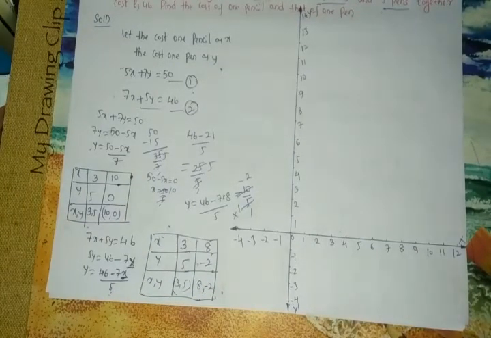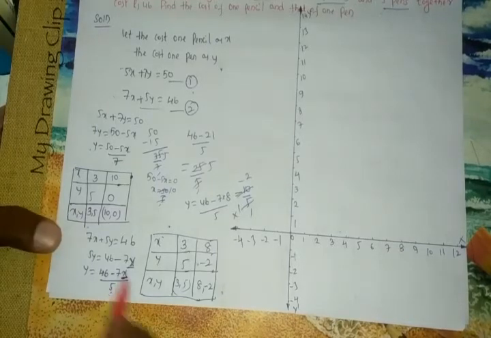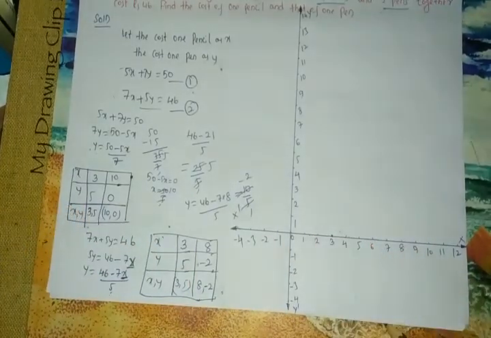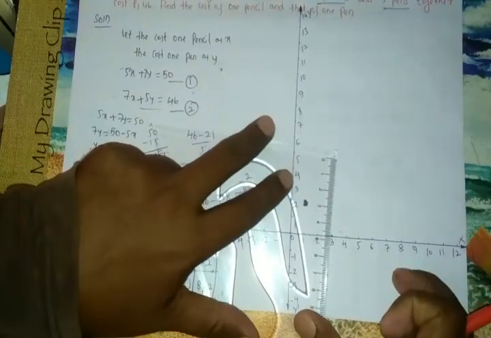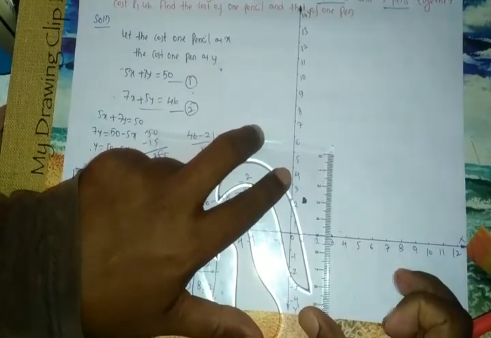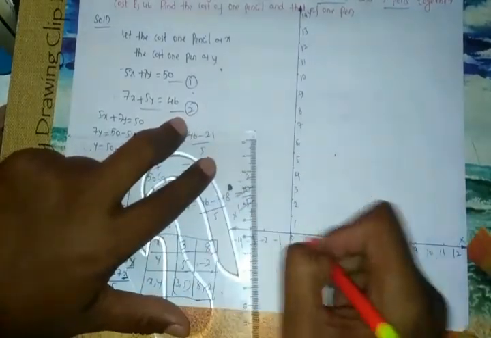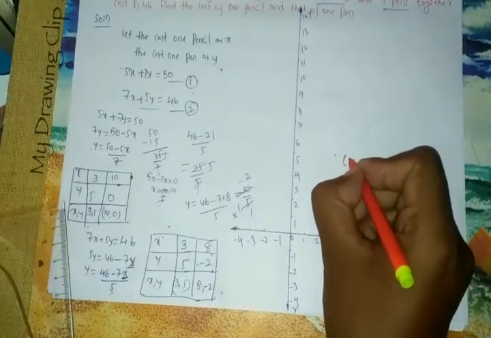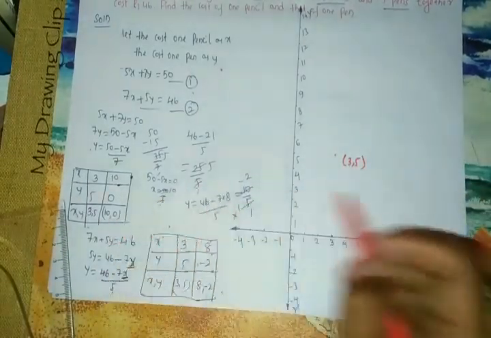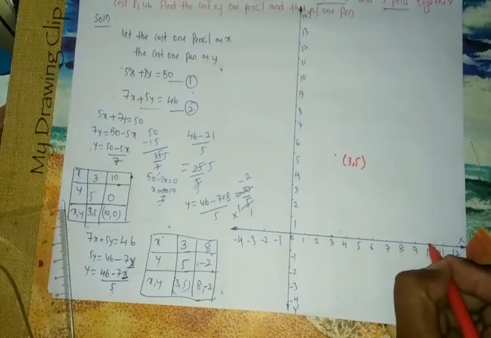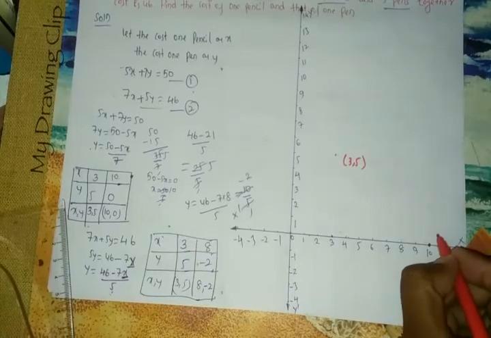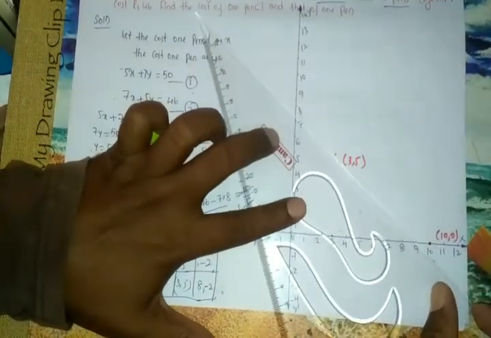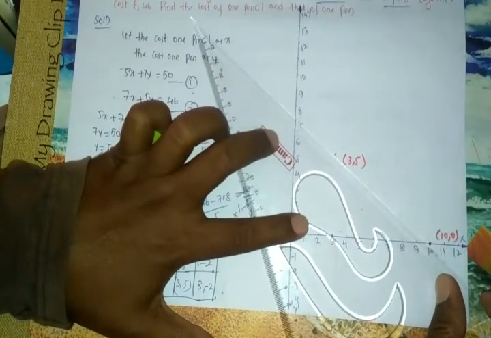Let us represent these points. For equation 1, I have the point 3 comma 5. When x is 3, y is 5. When x is 10, y is 0, so the point will come on the x-axis itself, 10 comma 0. Let us join these 2 points with a straight line.